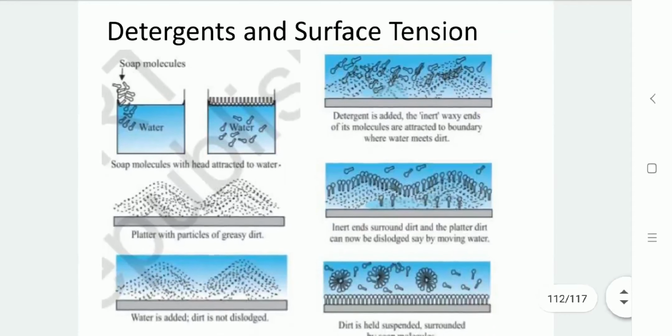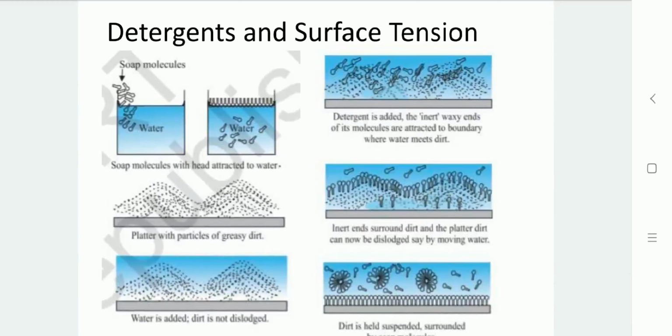Next, detergents and surface tension. We clean the dirty clothes which contain grease and oil stains sticking on cotton or other fabrics, that can be removed by adding detergents or soap into water, soaking clothes in it and shaking it. Washing with water does not remove these grease stains because water does not wet greasy dirt. So here there is very little area of contact between them. If water could wet grease, then flow of water would carry some grease away, but it is not so.